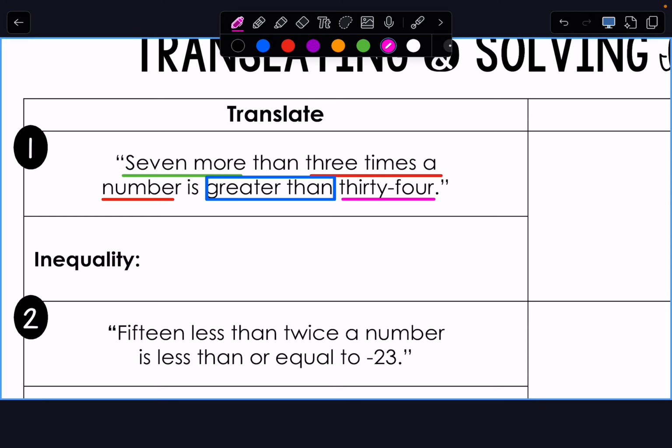Okay, so I see the word greater than, right? So I'm going to go ahead and make my greater than sign, okay? And I know that 7 more than 3 times a number needs to come over here, okay? Who feels confident about their 7 more than 3 times a number? Mason, what do you have? 7.